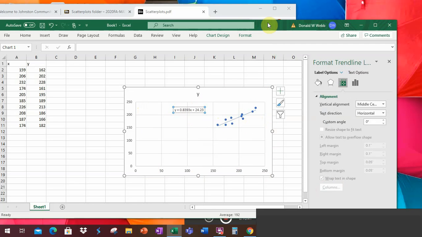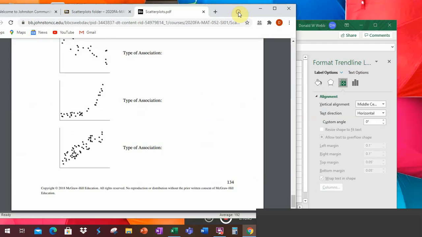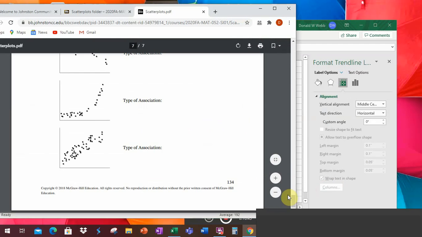Okay, so we'll look more at that next time. Hope this helps. Do your worksheet and submit it during the week.